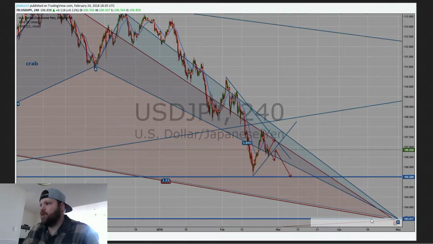I'm selling until we complete both the crab pattern on the daily time frame and the Gartley pattern on the weekly time frame. But that being said, I do expect both of those to complete. Market structure looks good on the 4-hour time frame for selling. Now we're just waiting for confirmation once this trend line's broken and retested, and then this level down here is broken and retested as well. That's what we're looking at with USD JPY.